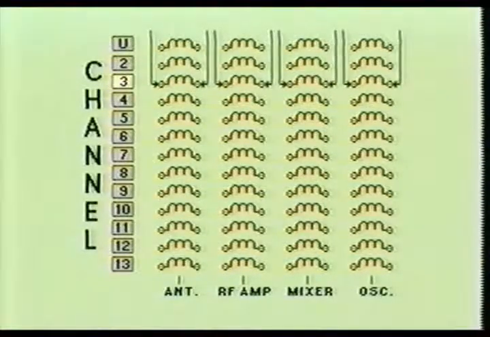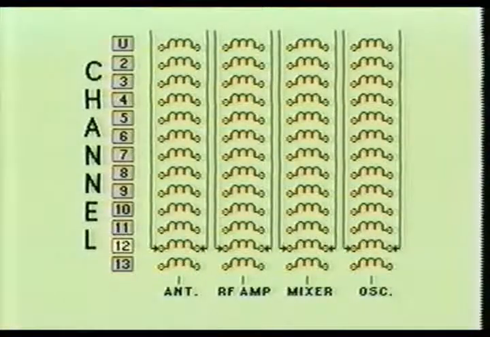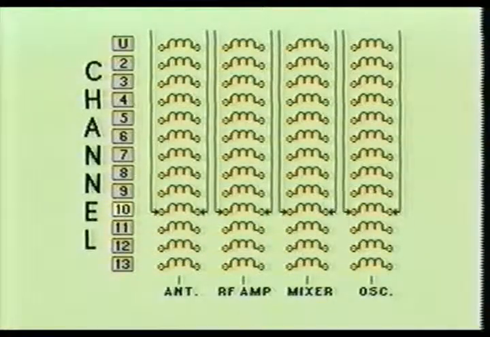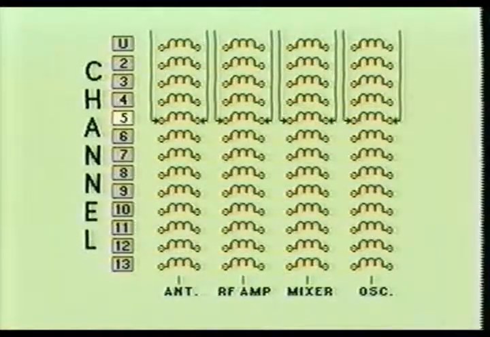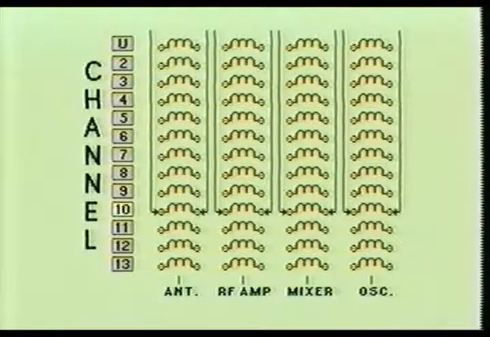Each group of tuned coils would be factory designed and preset to receive one television channel. As you can see, by rotating the tuner shaft, you would be changing the bandwidth operating frequency of the affected circuits, thereby allowing channel selection.